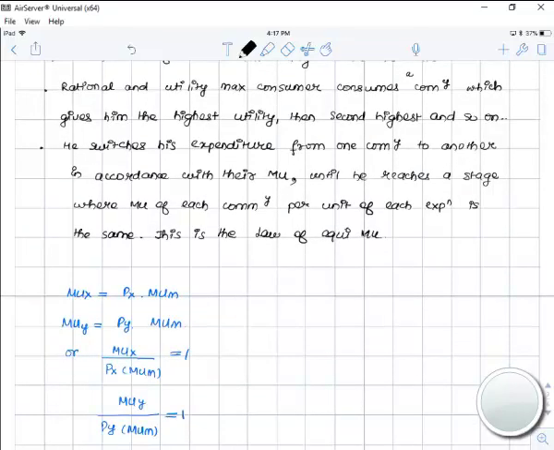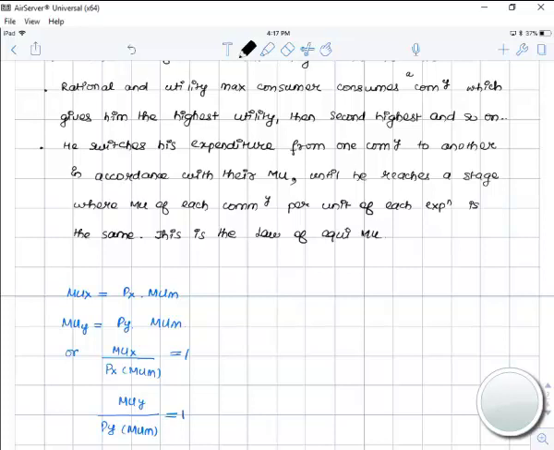He'll be doing it in such a way that he reaches a point where the marginal utility of each commodity per unit of expenditure is the same. This is the law of equal marginal utility. So I just mark this. This is important for us.